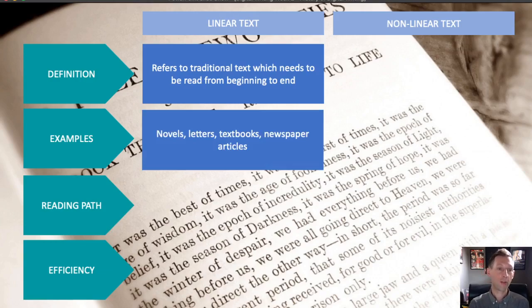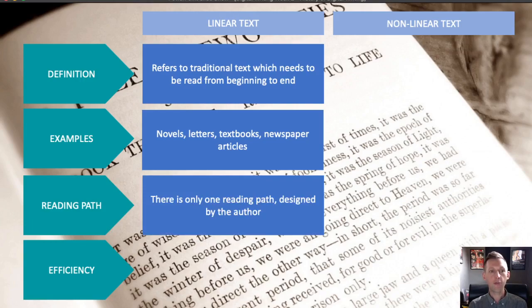Examples of this, of course, are novels, letters, if somebody sends you a letter, textbooks, newspaper articles. These are very structured pieces of written information. And the reading path, the way we read it, is decided by the author. The author has said, okay, I want the information to be presented in this order, and that is how you should consume it. So Charles Dickens, when writing A Tale of Two Cities, will have thought about how he wants the story to progress, and you follow that same train of thought. So you are following exactly the author's instructions in reading it.